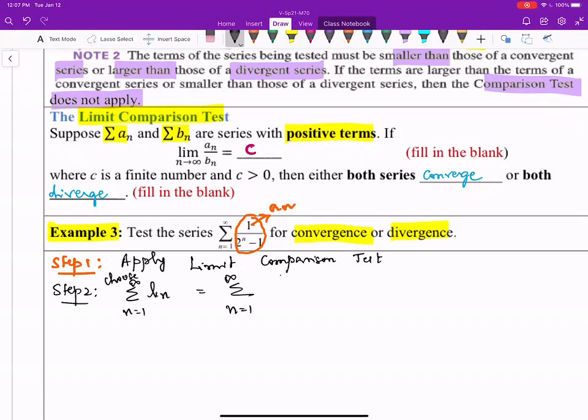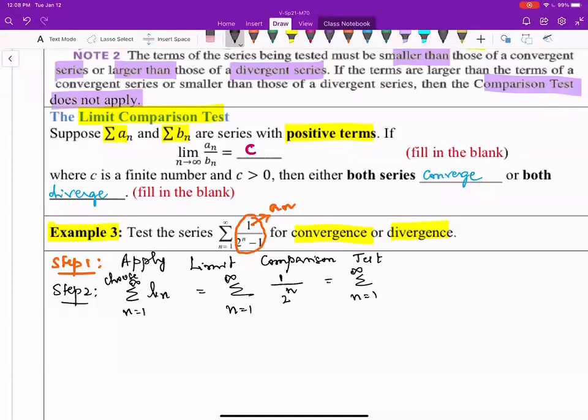The numerator is a constant. You choose that constant. The denominator is 2 to the power n minus 1. You choose the leading term, that is 2 to the power n, the highest exponent in the denominator, which is 2 to the power n. So is this a well-known series? Yes, of course, it is a well-known series.